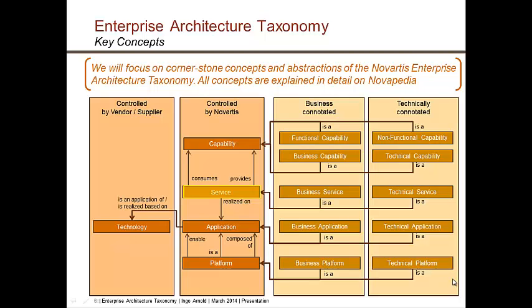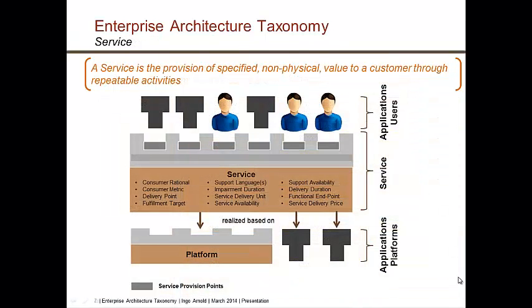The next term that we are going to give a closer look now is service. A service is the provision of specified, non-physical value to a customer through repeatable activities. A service is self-contained, contributes as part of a capability to execute a process, may be composed of sub-services, and is a black box to its consumers. The ability to provision services in a repeatable manner is often based on computer systems, organizational as well as process means.